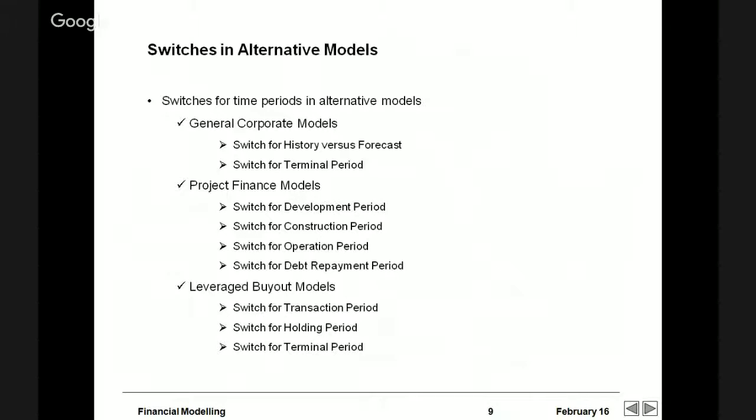Now, when I move to a project financial model, this is very, very important. Why? Because we are going to talk about something called the development period. Now, a development period is very, very important. Why? Because the development period is the one which will start talking about how you are going to build the organization.